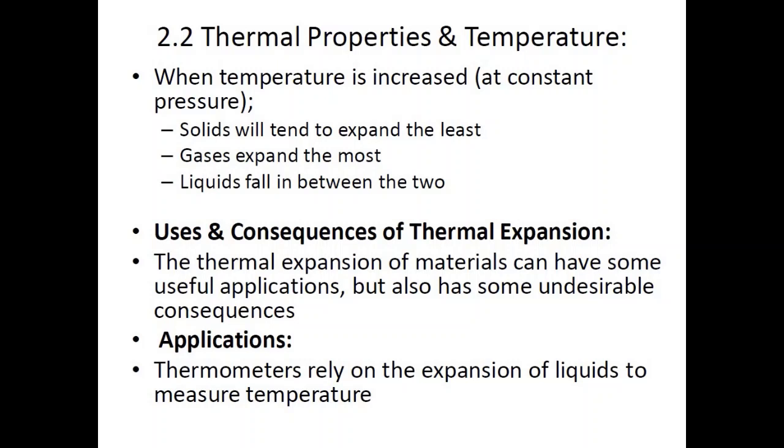The uses and consequences of thermal expansion. Thermal expansion of materials can have some useful applications, but there can also be some undesirable consequences. The application can be thermometers, not thermostats, that rely on expansion of liquids to measure temperature. In a thermometer, there is a liquid, mostly mercury, and when heat is provided, that mercury or that liquid expands and rises up in the column. Hence we get to know what is the temperature.